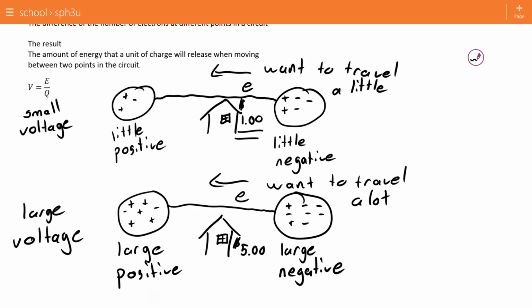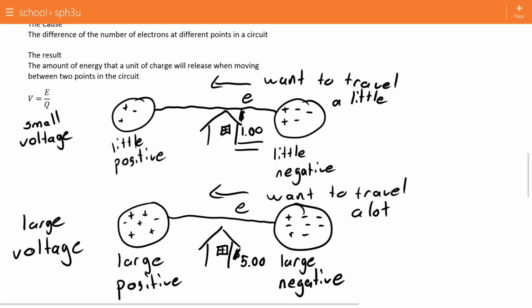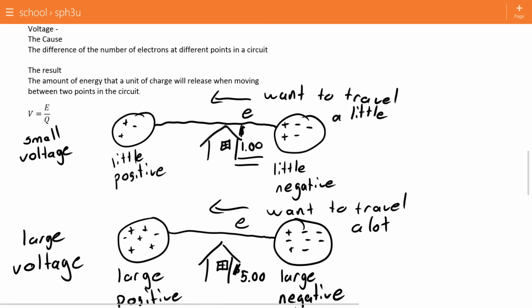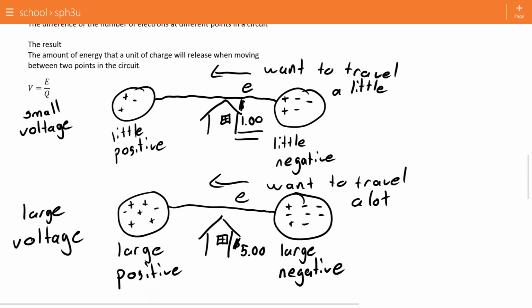That hopefully gives you a conceptual understanding of current, voltage, and charge. We're going to follow this up with a video that relates all of these things to Ohm's law and resistance.